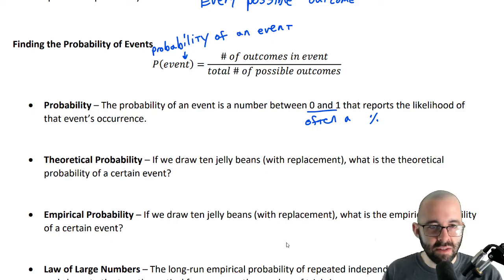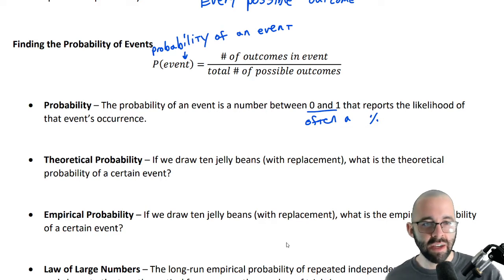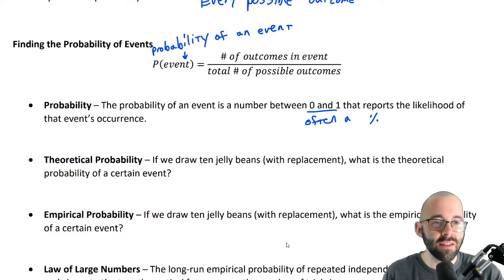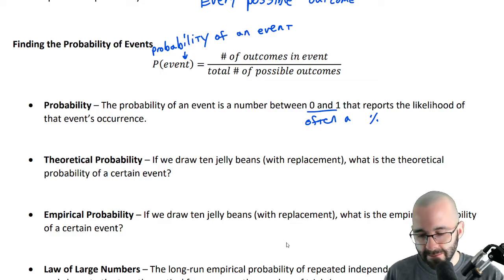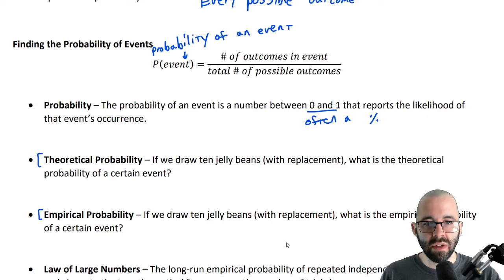Right? 50% is 0.5. So 50% is still between 0 and 1, and it reports the likelihood. Like if I roll a die, the probability of a 6 is 1/6. The probability of an even number is 50% if I roll a 6-sided die. So there's a distinguishing thing here between theoretical probability and empirical probability.